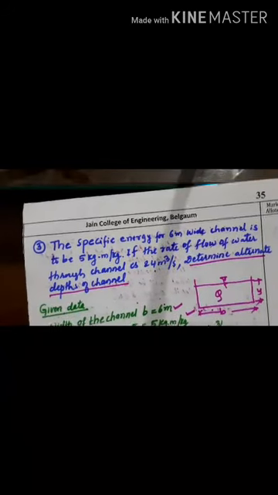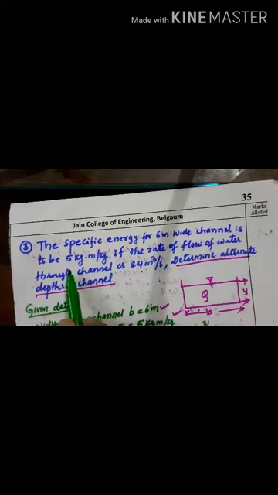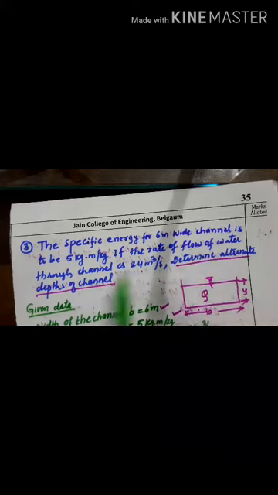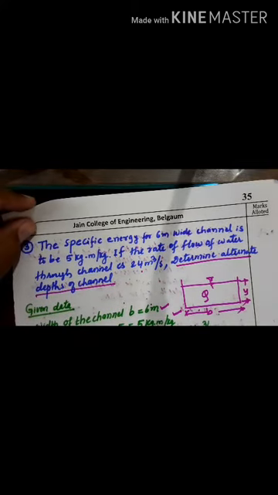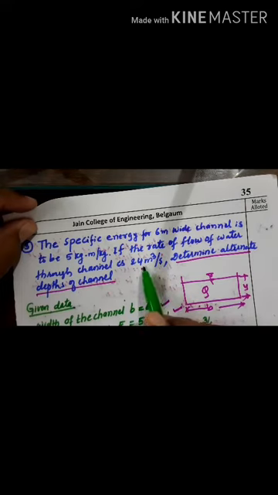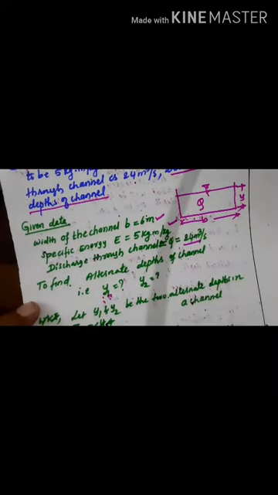Take one more type of problem. The specific energy for a 6 meter wide channel is 5 kg meter per kg, if the rate of flow of water through the channel is 24 meter cube per second. Determine the alternate depths of the channel. In this problem also they asked for both alternate depths. The energy is given, and for that energy the discharge passing is 24 meter cube per second. So what are those two depths where we can pass the same discharge?